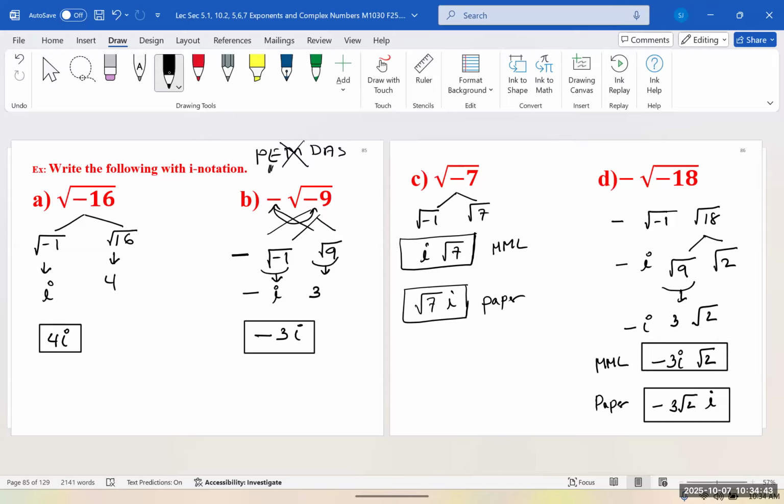So sometimes the number we have inside the radical, we call the radicand. The radicand is not reducible, like 7 here, but sometimes the radicand is reducible, like 18 here. So anytime you can reduce anything, you have to reduce that. Okay?